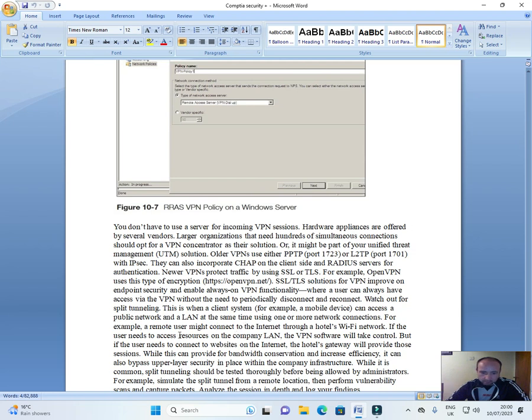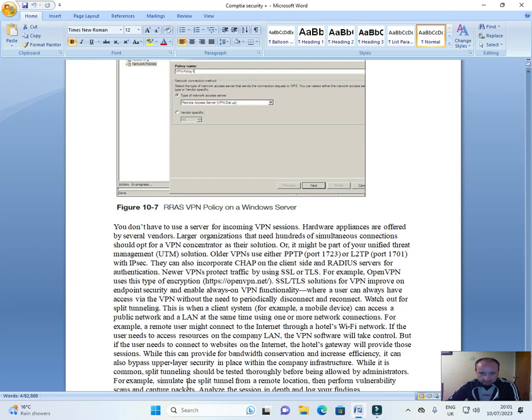For example, a remote user might connect to the internet through a hotel's Wi-Fi network. If the user needs to access resources on the company LAN, the VPN software will take control. But if the user needs to connect to websites on the internet, the hotel's gateway will provide those sessions. While this can provide for bandwidth conservation and increased efficiency, it can also bypass upper layer security in place within the company infrastructure. While it is common, split tunneling should be tested thoroughly before being allowed by administrators.